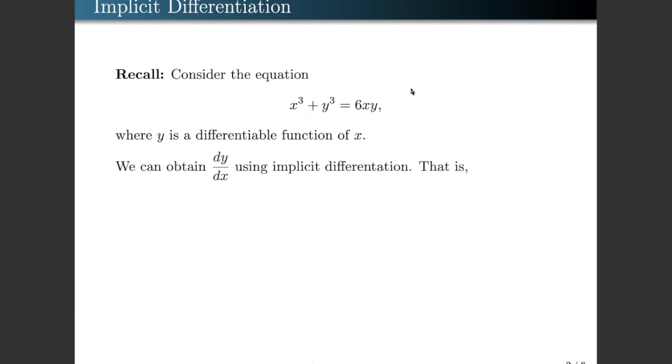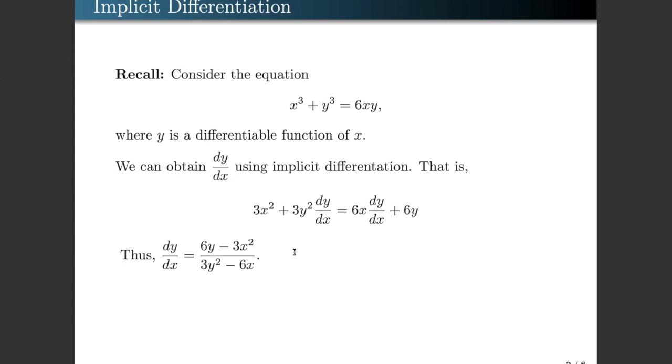So what's going to happen is we take the derivative of both sides of the equation with respect to x. The derivative of this expression with respect to x is 3x squared plus, this is a function involving x, so we apply chain rule here. The derivative with respect to y is 3y squared, and then multiply that with the derivative of y with respect to x. Now for the other side of the equation, we're going to use product rule. So we have 6x multiplied with the derivative of y with respect to x plus y times the derivative of 6x, so that's 6y.